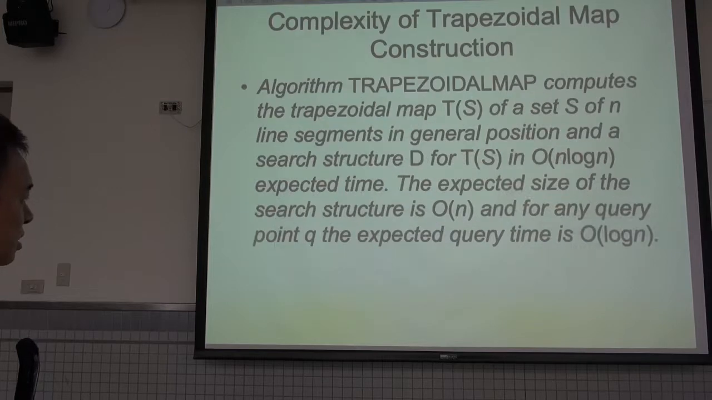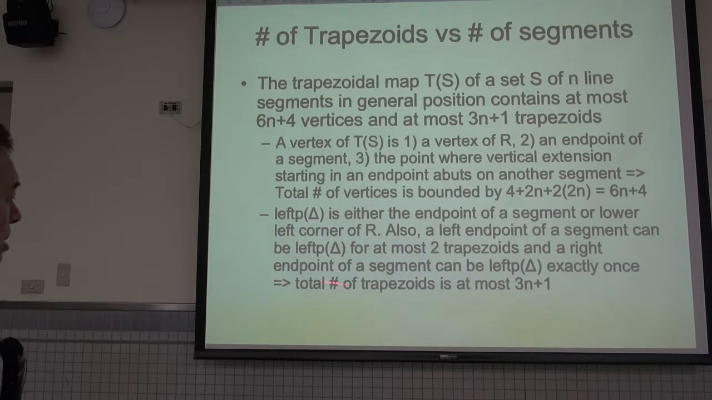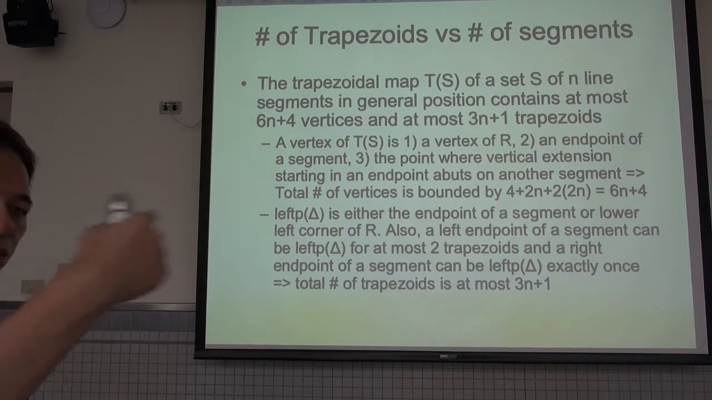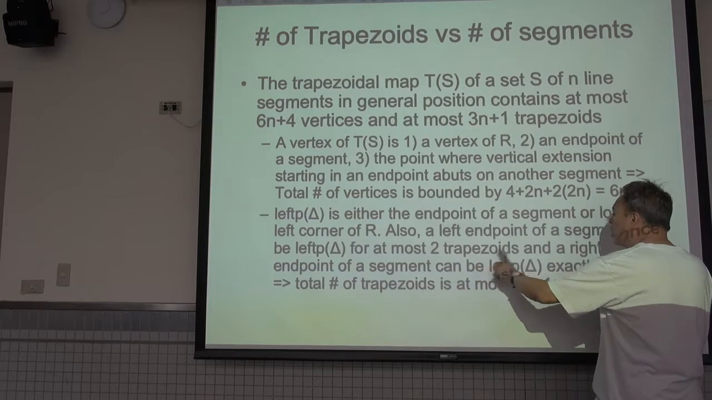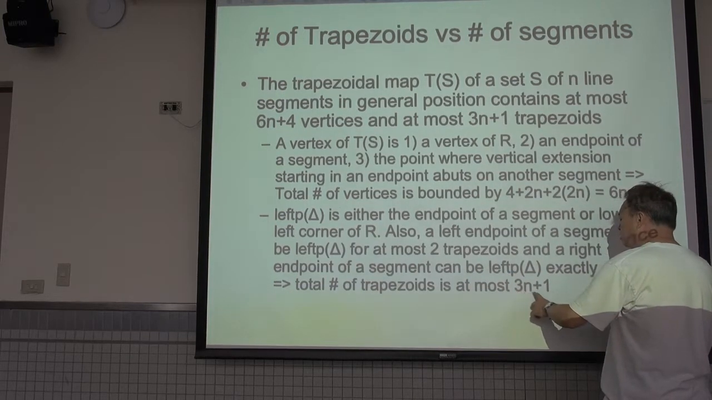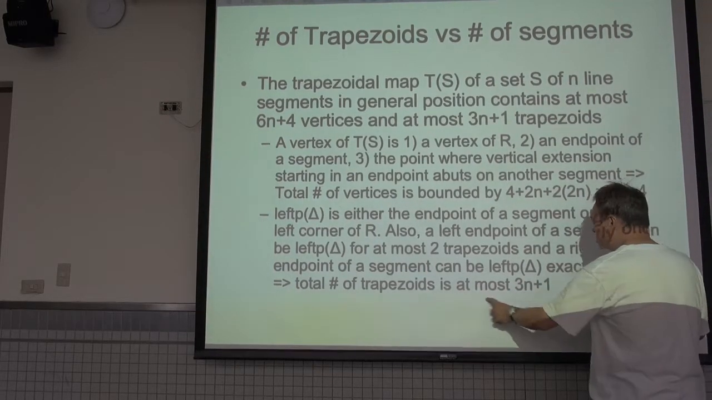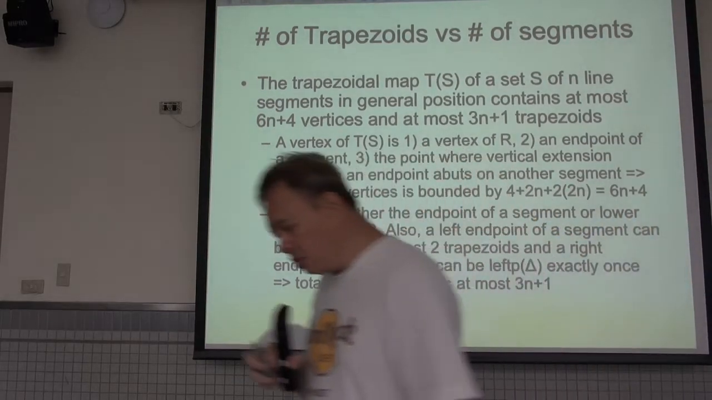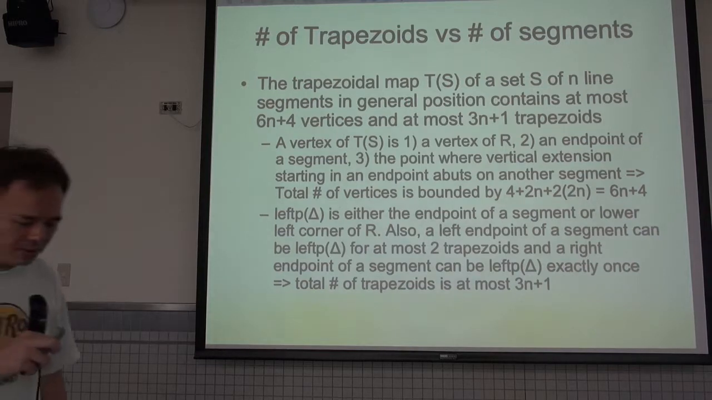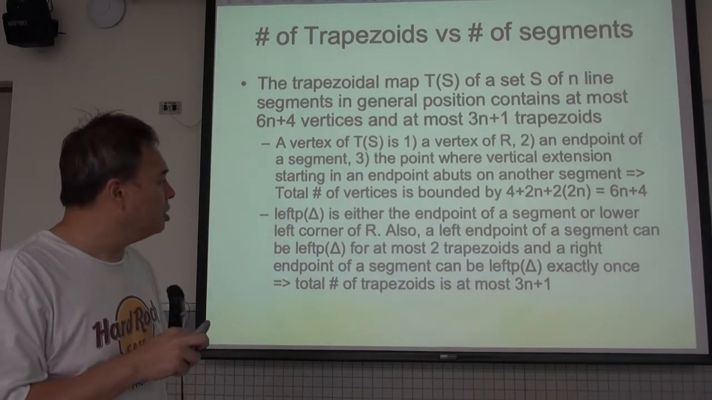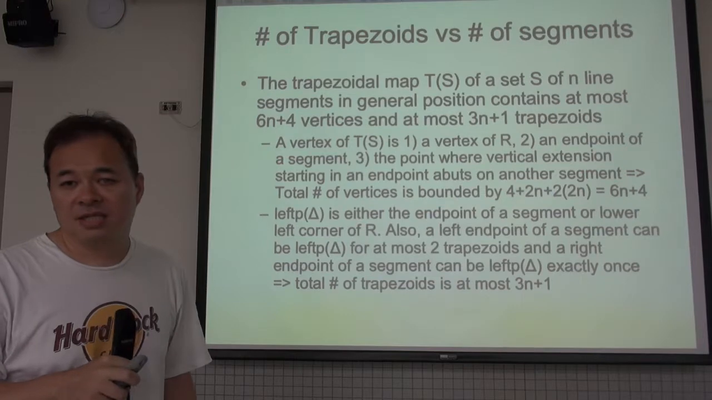Okay, so based on this discussion, the total number of trapezoids will be at most, one is where? One is the left corner of R, so that's where the 1 comes from. And because each left endpoint can be used for at most two trapezoids, we have 2n for the left endpoints, and we have 1n for the right endpoints. So the total is 3n plus 1. Again, this is our bound. So it's at most 3n plus 1. This tells you that if you have n segments and you try to create a trapezoidal map, you are going to end up with a linear number of trapezoids and a linear number of vertices.